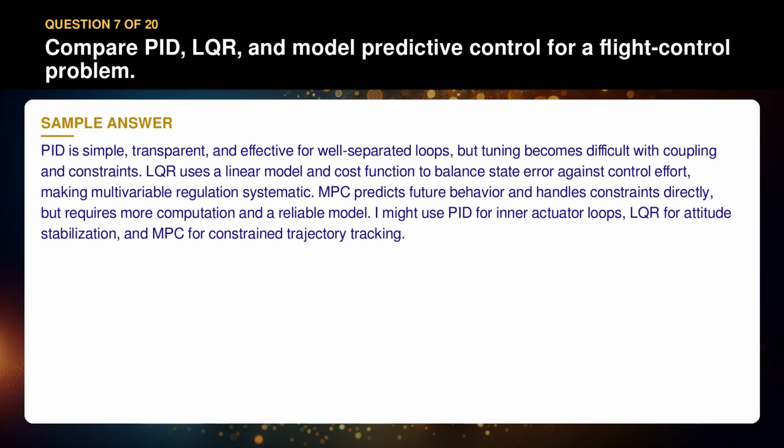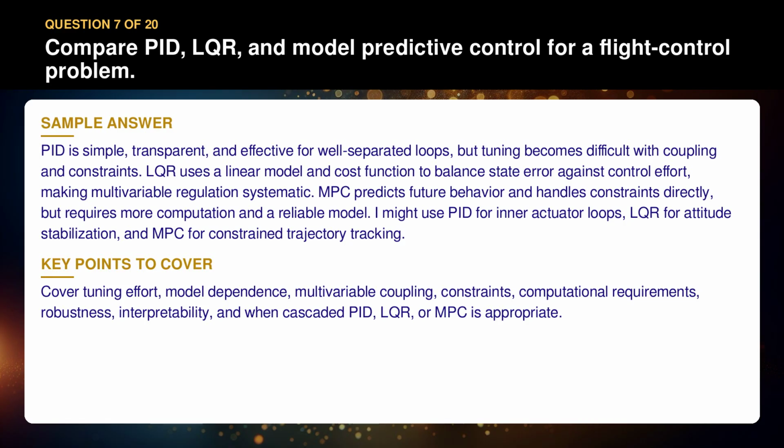MPC predicts future behavior and handles constraints directly, but requires more computation in a reliable model. I might use PID for inner actuator loops, LQR for attitude stabilization, and MPC for constrained trajectory tracking. Cover tuning effort, model dependence, multivariable coupling, constraints, computational requirements, robustness, interpretability, and when cascaded PID, LQR, or MPC is appropriate.